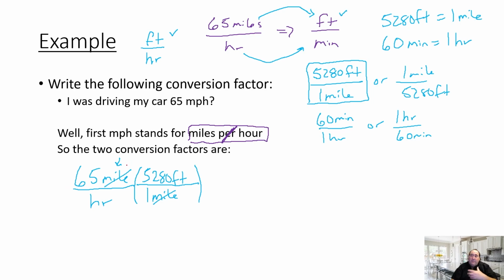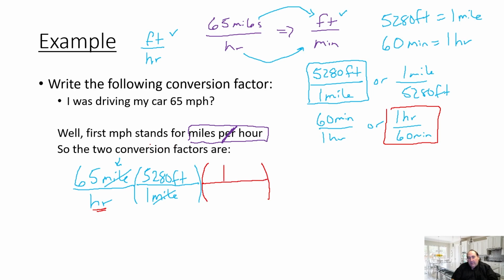I still need to convert the bottom. And this is why it's really important to set it up like this. I can now clearly see that my hours are on the bottom, which means to get rid of them, I need to go opposite and put my hours up on top, which would be this guy. So I can actually get an answer here, or I could just continue on with the calculation. That's what I'm going to do.